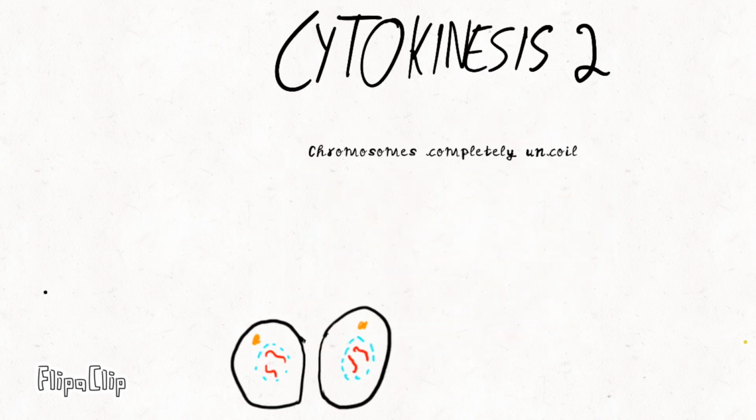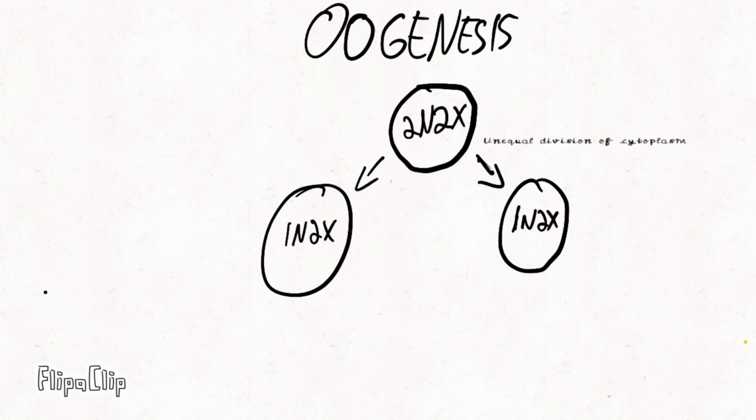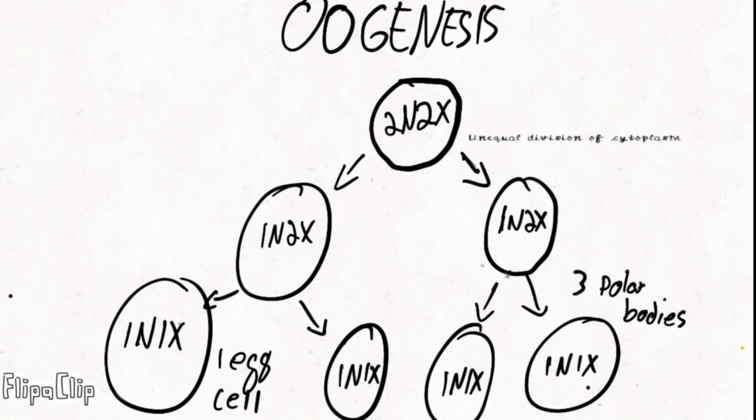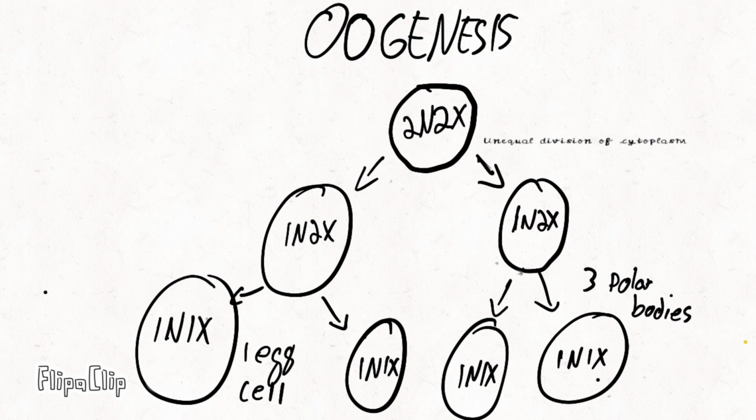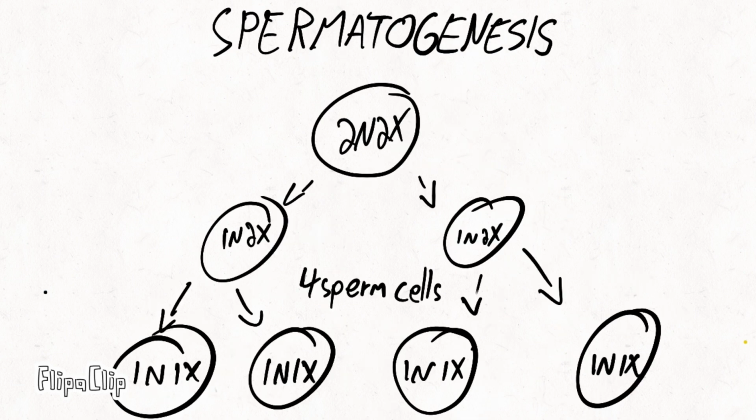The actin filaments around the cell will tighten. This pinches in the cell membrane, causing a cleavage furrow. After cytokinesis, you can have spermatogenesis or oogenesis. In oogenesis, the cell produces and develops an egg. In spermatogenesis, the cell produces and develops a sperm cell.